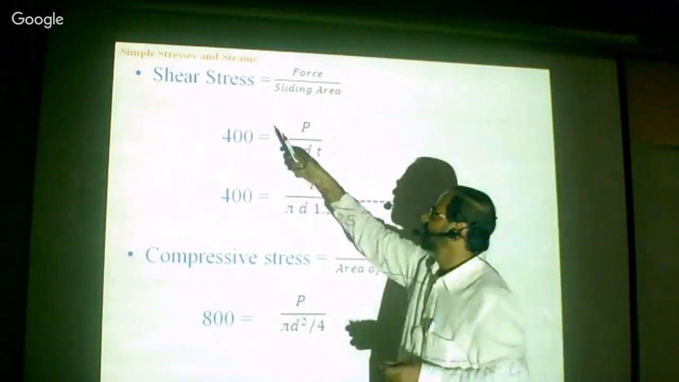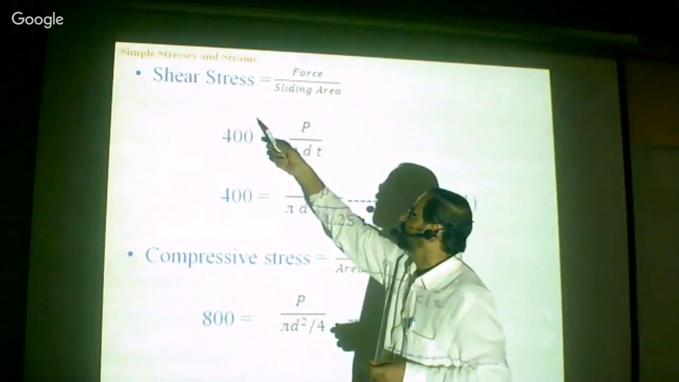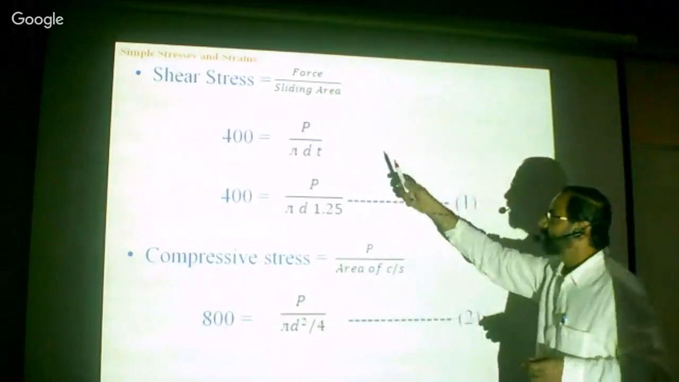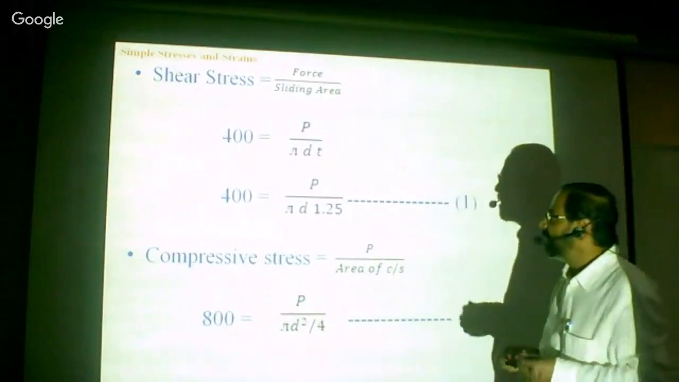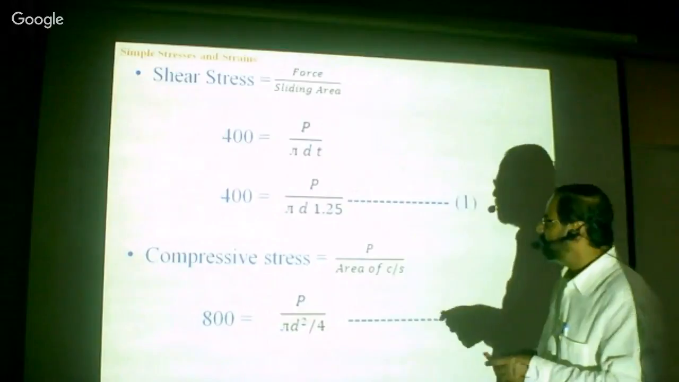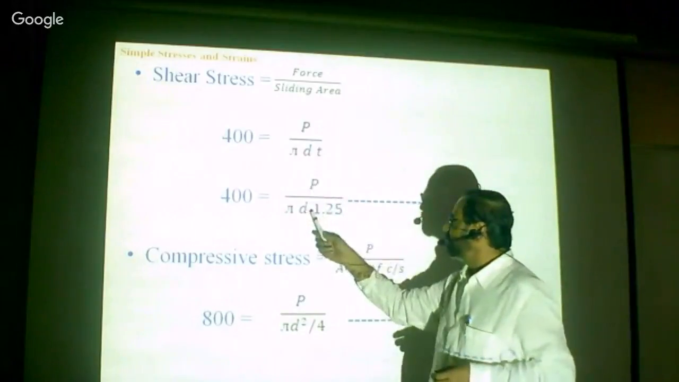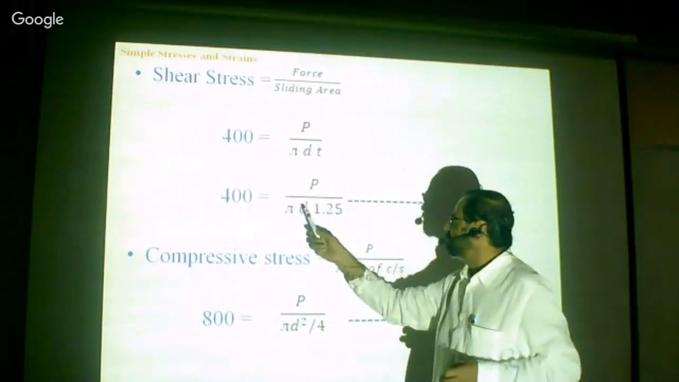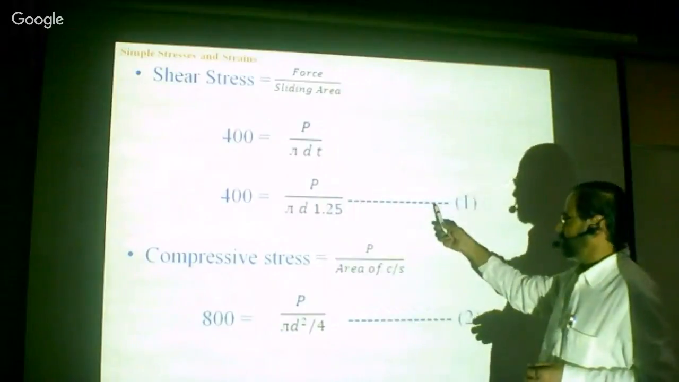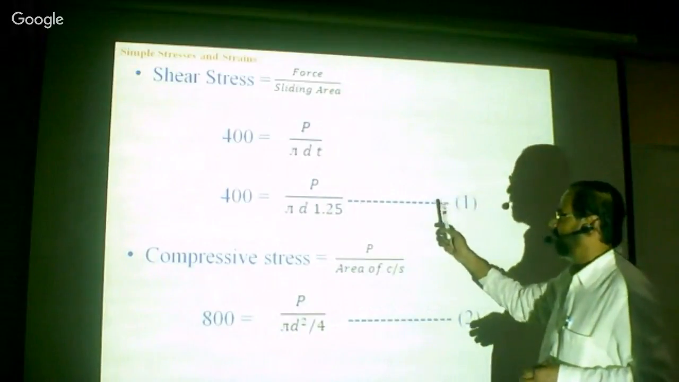But we know the definition. How to calculate, what is the definition? The shear stress definition: shear force divided by sliding area. There are two unknowns and we have only one equation. Therefore, let us keep it pending for a while.